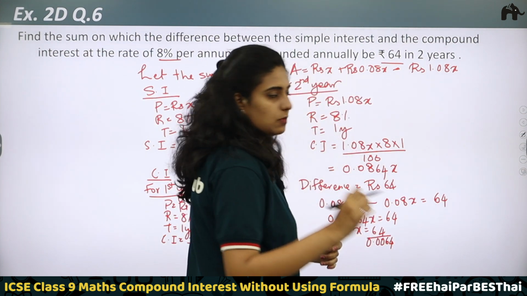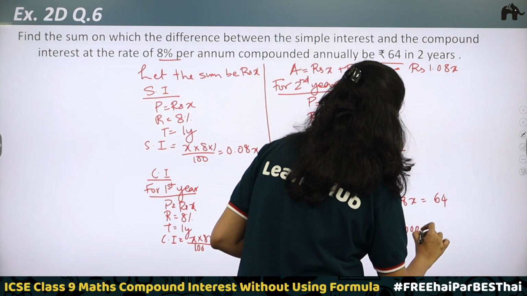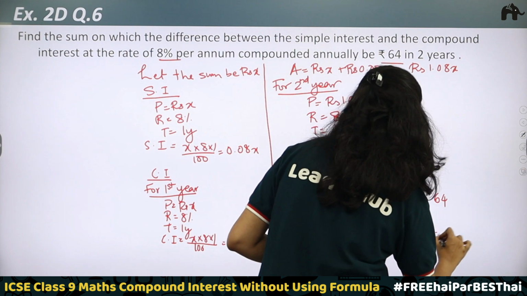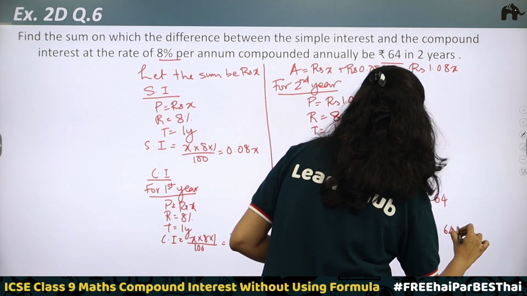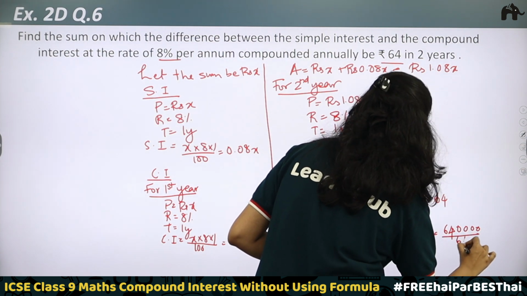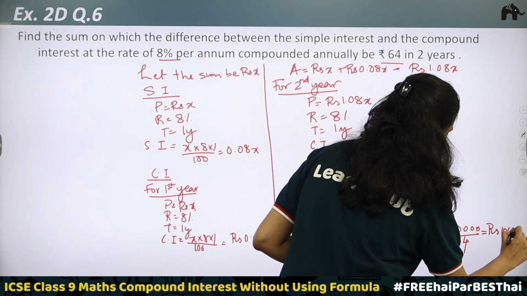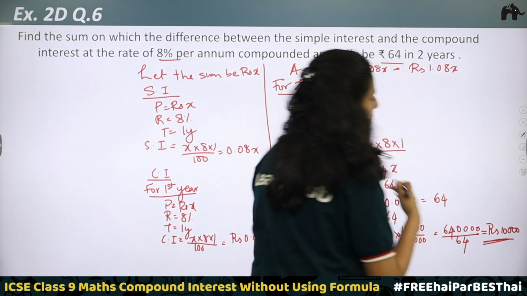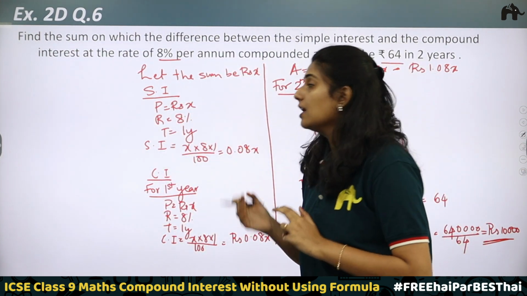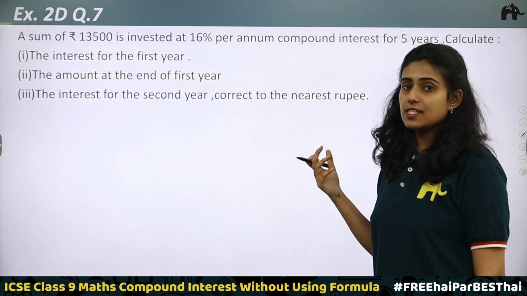which means x is equal to 64 divided by 0.0064. Okay. To remove the decimal from the denominator, what I am doing is multiplying numerator and denominator with 10,000. You will be getting 6,40,000 divided by 64, and you will be getting, when you divide this, rupees 10,000. So, the sum is rupees 10,000. When you find the simple interest and compound interest for the second year and subtract, you will be getting rupees 64.